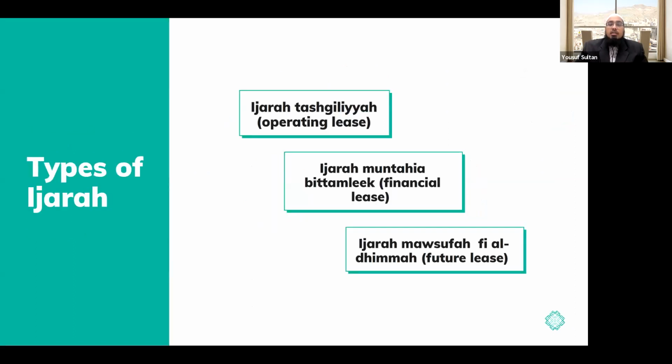Okay, so those are the basic types of Ijara. We have Ijara Tajriliya, which is operating lease, as I just mentioned. Ijara Muntahiya with Tamlik, which is basically financial lease, ended with ownership transfer. Tamlik means transfer of ownership. Muntahiya means ended. So it ends with a transfer of ownership. So even though it's a rental contract, it's a lease contract, the end goal is to have ownership of the asset. And then Ijara Mawsufa fi Dhimma is a future lease, which I already mentioned, which I will also discuss a bit more in the next few slides, inshallah.